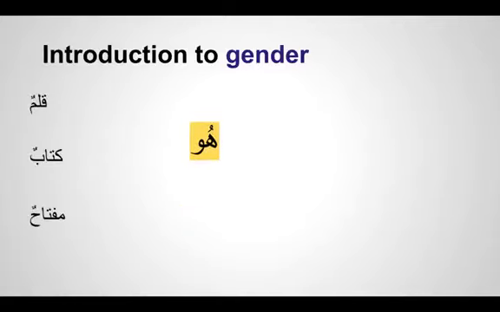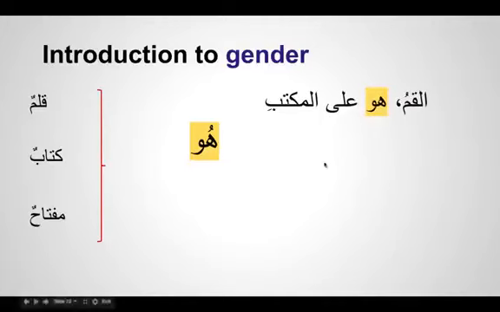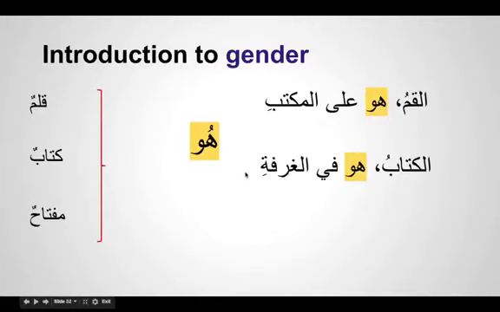For example, qalamun, kitabun, miftahun. If you want to say "it", like al-qalamu, the pen, huwa ala al-maktabi, it is on the table. This is how we use huwa, because it is a male word. Al-kitabu huwa fil ghurfati, it is in the room, the book. So we should not get confused. When you see huwa, it doesn't mean "he" as a male, it is just being used as "it".